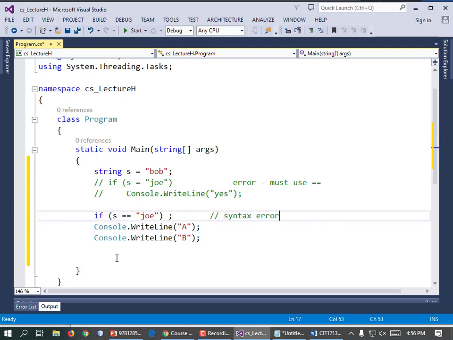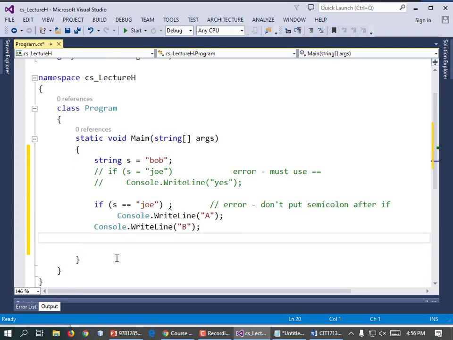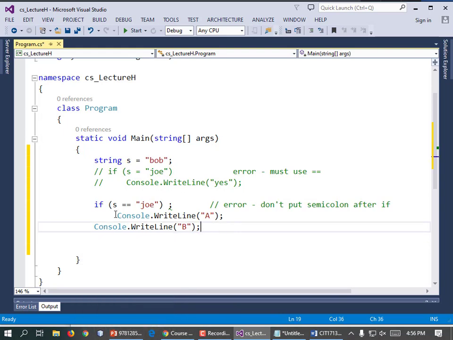Syntax error. Well, not a syntax error, but bad logic. I'm just going to say error. Don't put semicolons after ifs. Same is true for while, for, do. That makes sense. Do I actually need to run it to prove that it's going to print both A and B? Let's go ahead and do that.